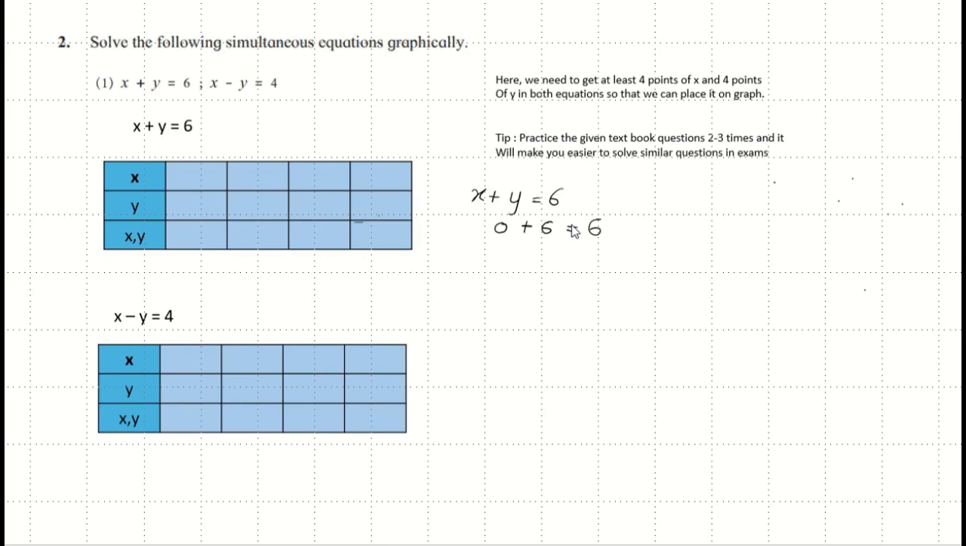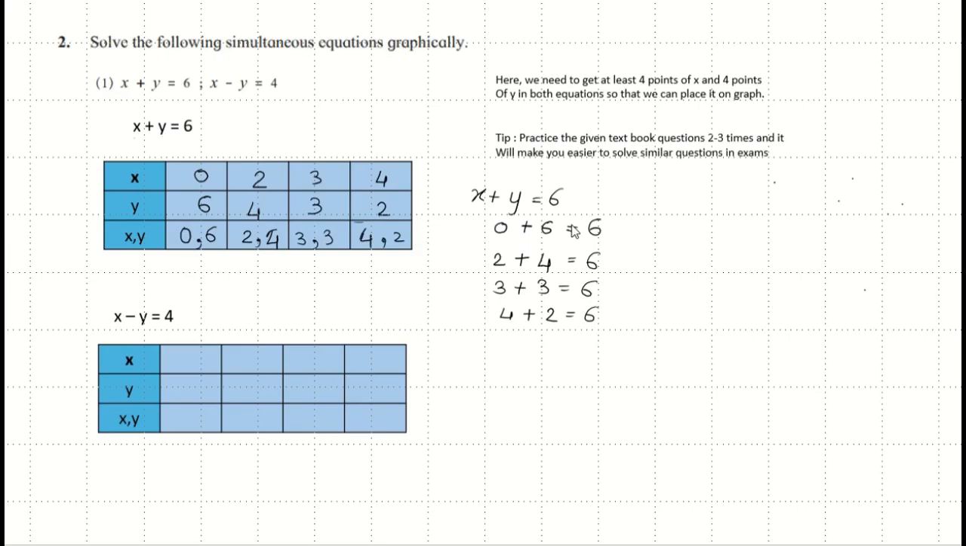Okay, moving on to second, what are the other possible ways? Even 2 plus 4 can give us 6. So we can take 2 plus 4 as well. 0 plus 6 here, where x is 0 and y is 6. Second pair, x is 2, y is 4. Addition will give us 6. Another possible way is 3 plus 3 is also 6, where x is 3 and y is 3. Another possible way, 4 plus 2 will also give us 6. So x is 4 and y is 2. Addition will give us 6. This was for equation number 1.